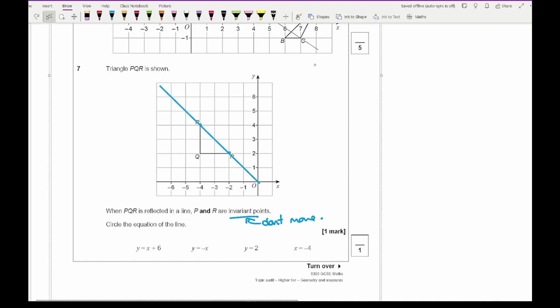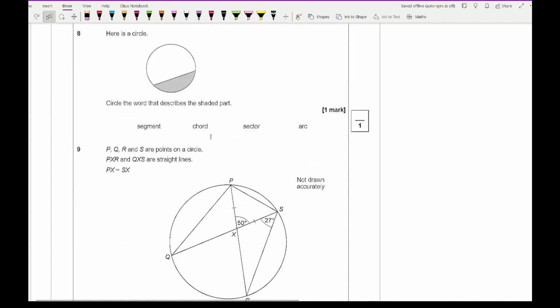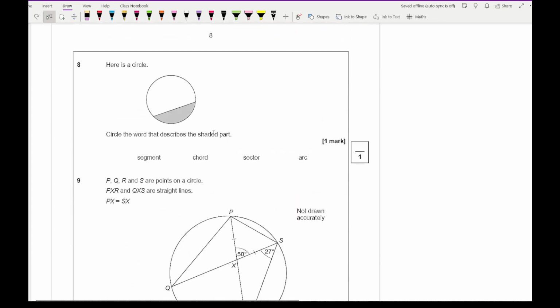Now the question is asking me to work out the equation of that line, and that line is y equals -x. Then moving on to question 8, it says, here is a circle. Circle the word that describes the shaded part, and that is a segment.